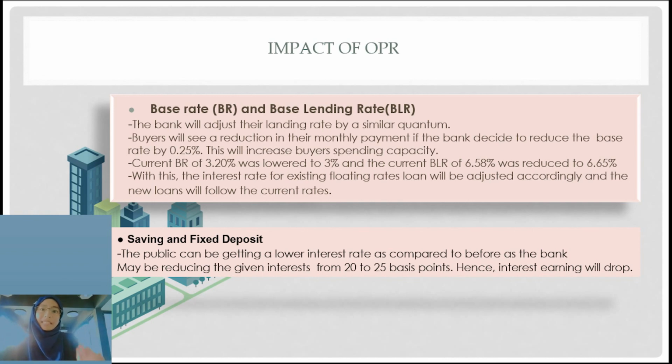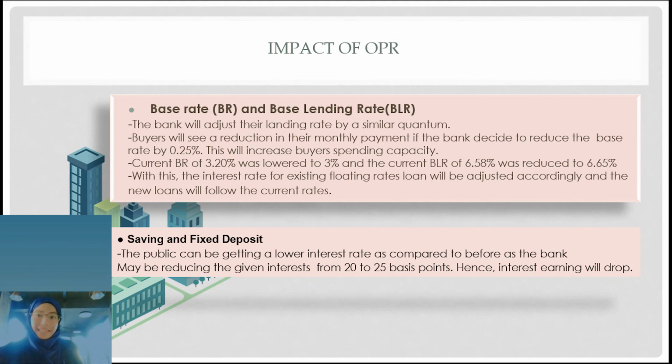Back to the impact, the change in OPR influences floating rate loans, where the bank will adjust the lending rates in a similar pattern a few days after the announcement, maybe reducing the interest rate by 20 basis points, whereby the current BR of 3.20% is lowered to 3%, and the current BLR of 6.85 is reduced to 6.65. With this, buyers will have to pay a lower monthly amount to service the mortgage compared to before. And if the rate is maintained, the saving will be higher in the long run.